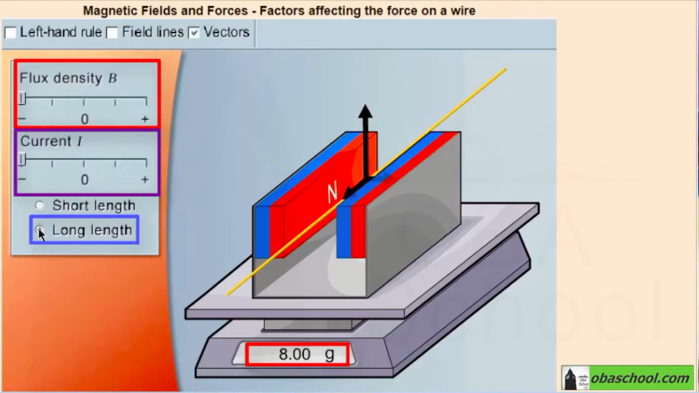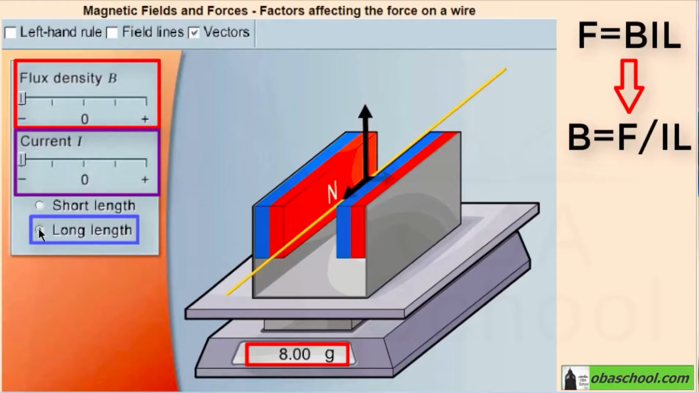These quantities are related by the equation F equals B multiplied by I multiplied by the length. Therefore, B, which is the flux density, equals the force divided by the current multiplied by the length, F divided by IL.